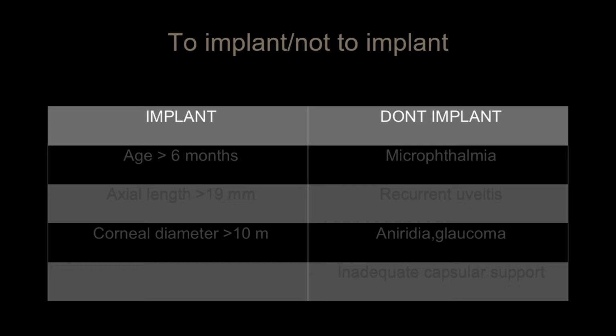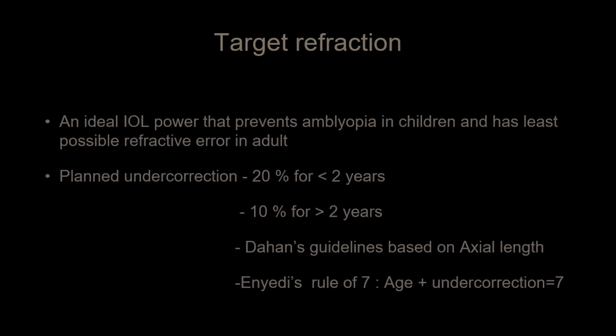We usually don't implant, or relative contraindications are those of microphthalmia, children with recurrent uveitis, aniridia, those who have glaucoma, and obviously when there's inadequate capsular support. So if we do decide to implant an intraocular lens, how do we calculate the target refraction?